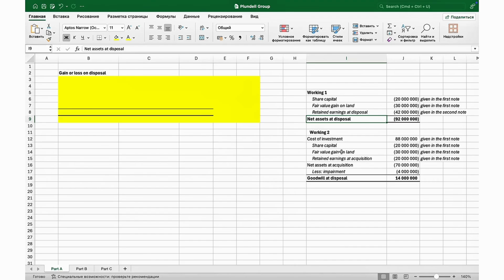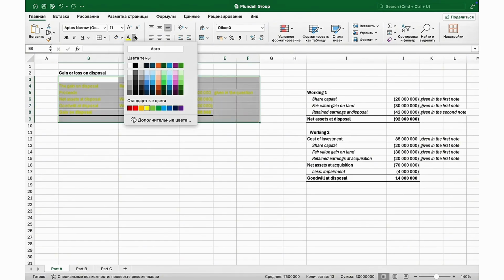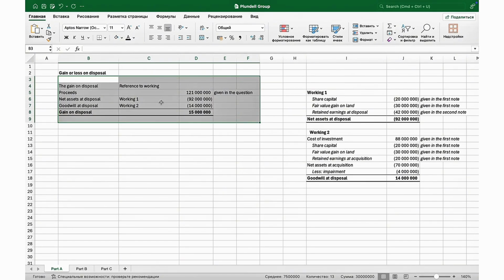As mentioned before, if we deduct from proceeds the goodwill at disposal and net assets at disposal, it would give the gain on disposal of something like this. That's it for part A. Now let's move on to part B.